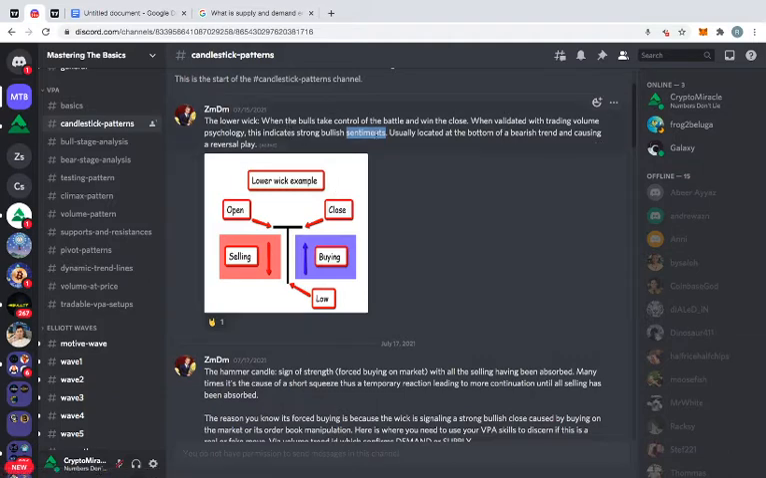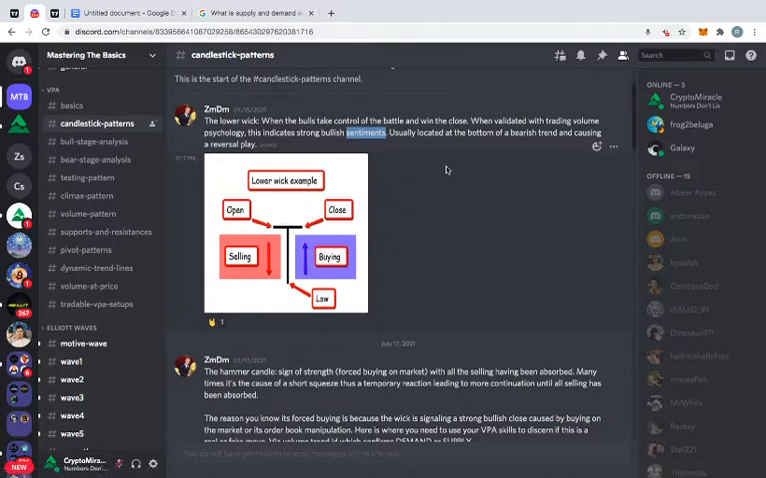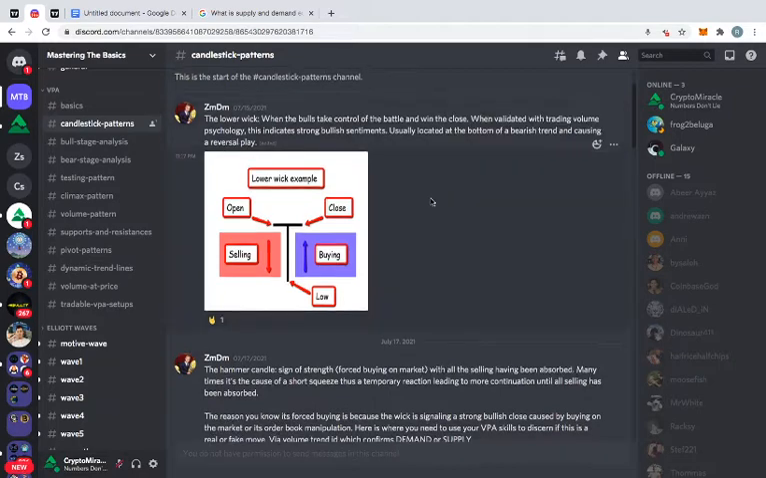So this includes bullish sentiments, right? This is a bullish candle especially at the end of the bear trend, usually located at the bottom of a bearish trend and causing a reversal play. Boom.